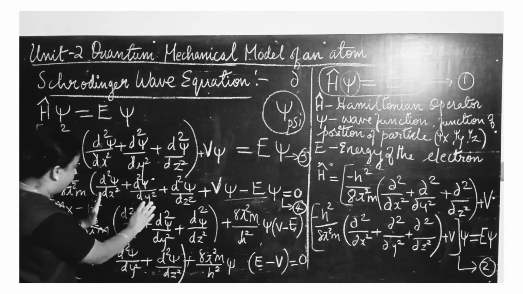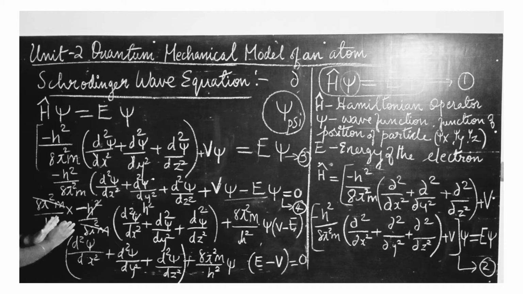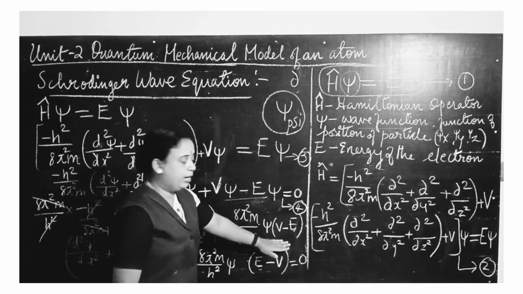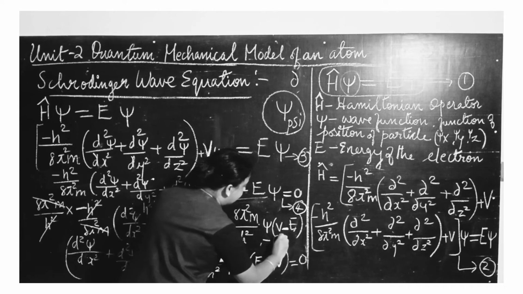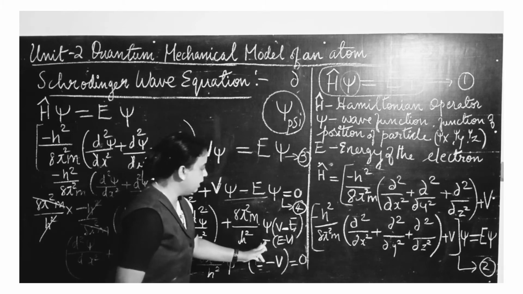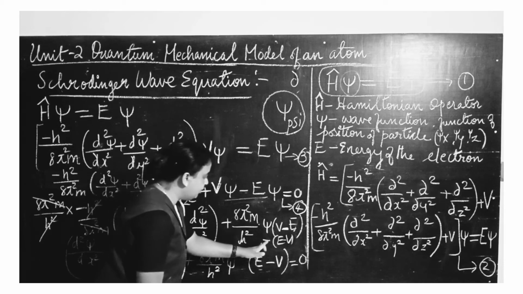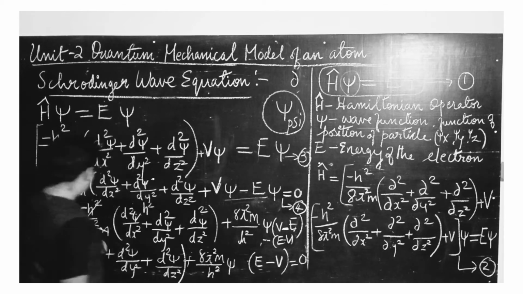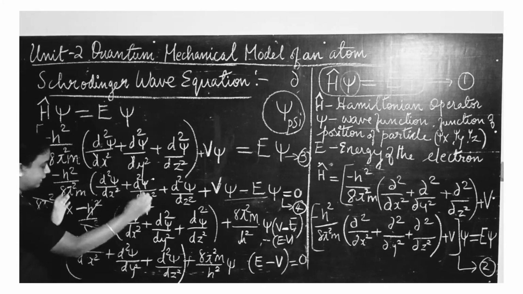Got it? Yes. So after multiplying, what happens here is this h square and this h square cancel. This 8 pi square and this 8 pi square, they cancel. Okay, so one minus sign is left over here. Now here what we are doing? Here I am taking minus outside. So when I take minus outside, what happens? It becomes E minus V. Okay. So I take minus outside, and this V minus E will become E minus V like this. Okay. Now this minus and this minus when you multiply become plus. Okay. It becomes plus.